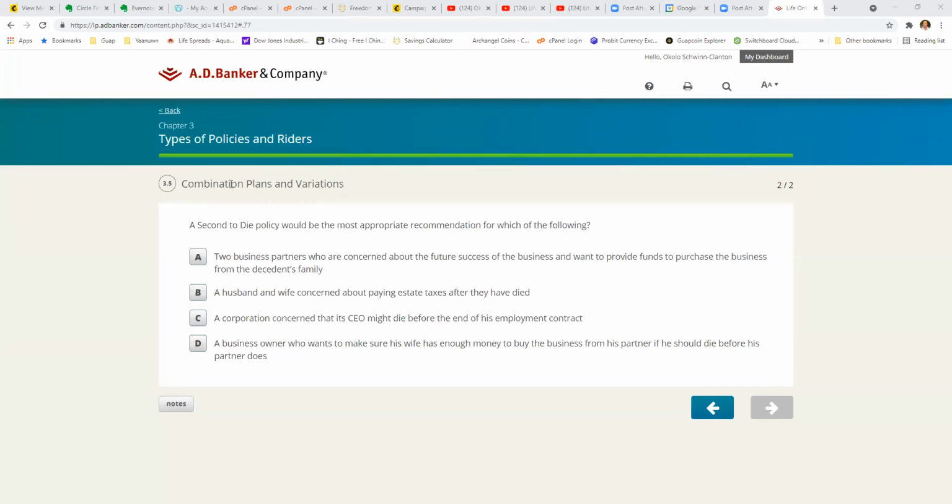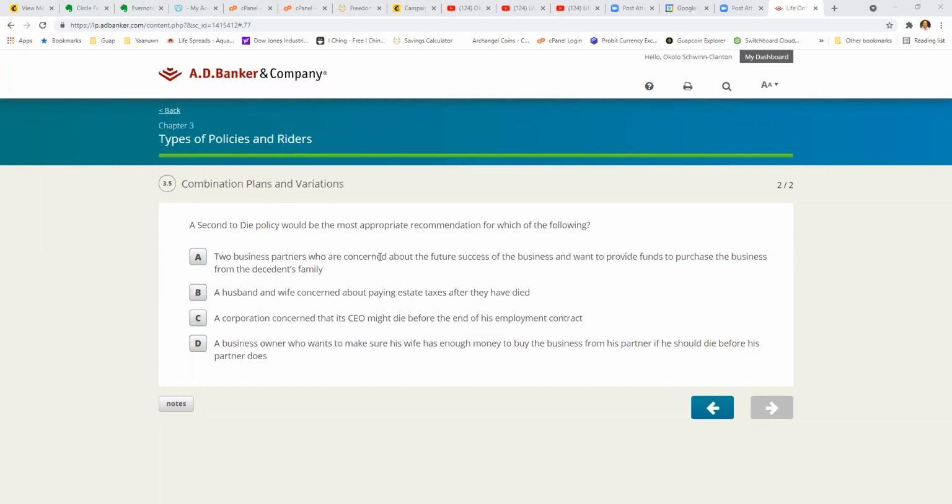So now, a second to die policy would be the most appropriate recommendation for which of the following? Two business partners who are concerned about the future success of the business and want to provide funds to purchase the business from the descendant's family. So if the first guy dies and the second person wants to buy it from the first, this is not going to help because the second person has to die. The first person has to die.